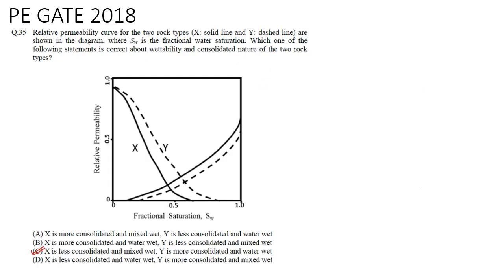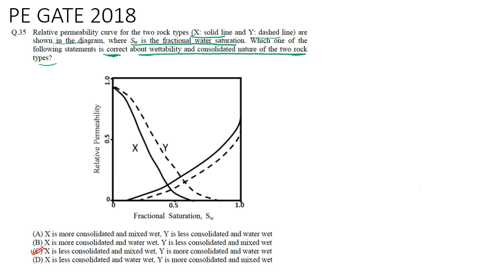This was asked in GATE 2018. The relative permeability curves for two rock types X and Y are given in the figure. Sw is the fractional water saturation. Which one of the following statements is correct about the wettability and consolidated nature of the two rock types?